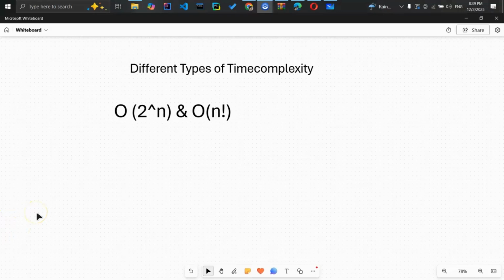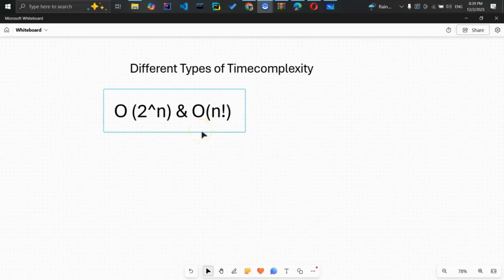The next complexities are exponential and factorial. Examples for exponential: subset generation, brute force on many combinations, some recursion problems. What are the examples for factorial? Traveling salesman brute force, all permutations of a set.